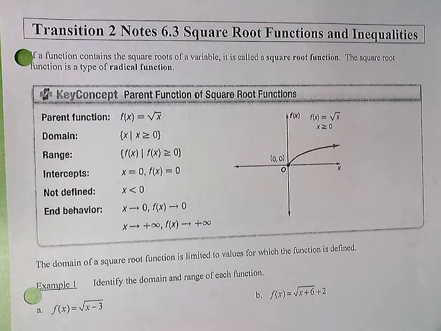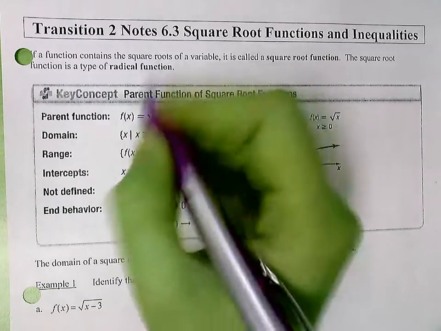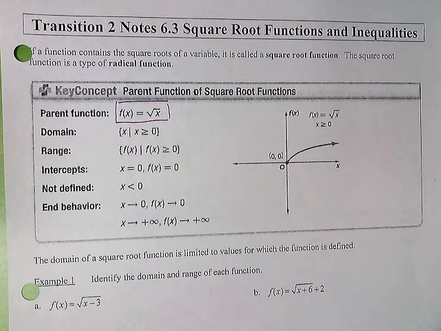Okay. So a parent function is like the most reduced form. For a square root function, your parent function is f of x equals the square root of x. Your parent function for a line or linear function is just y equals x. Your parent function for a parabola is y equals x squared. Okay? Those are your types of parent functions.